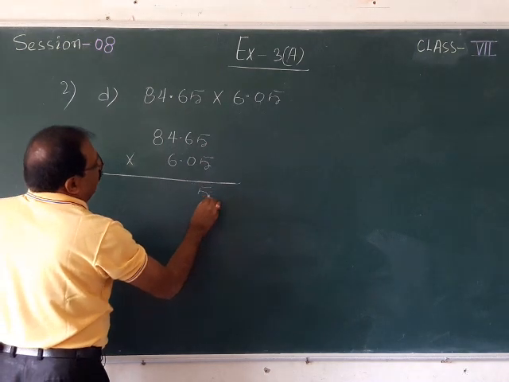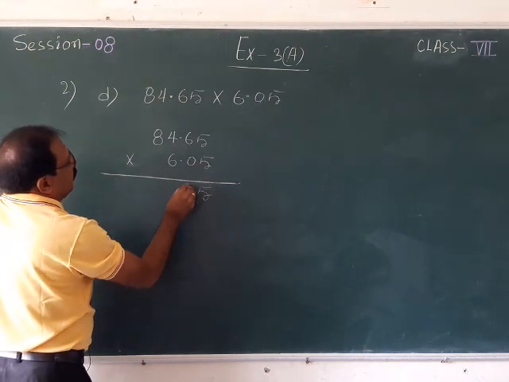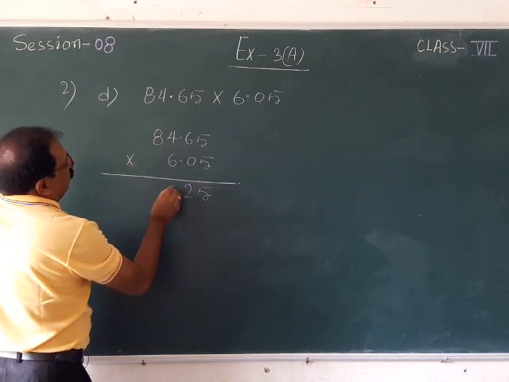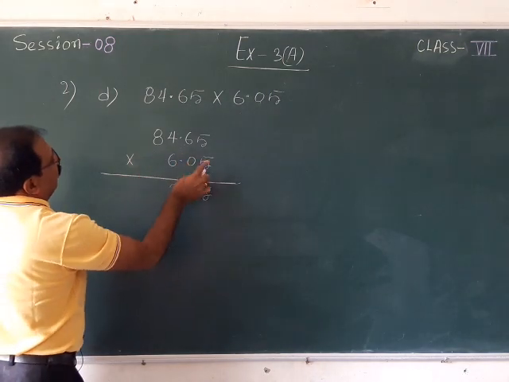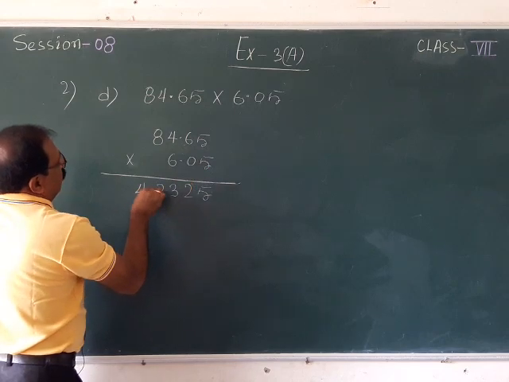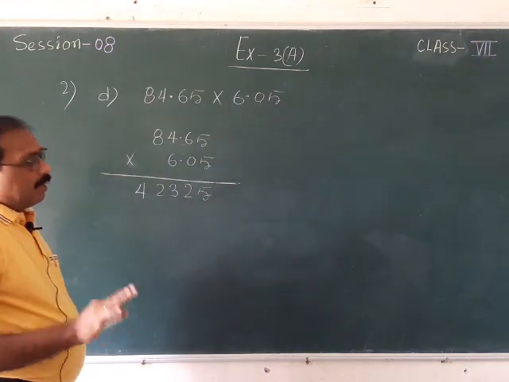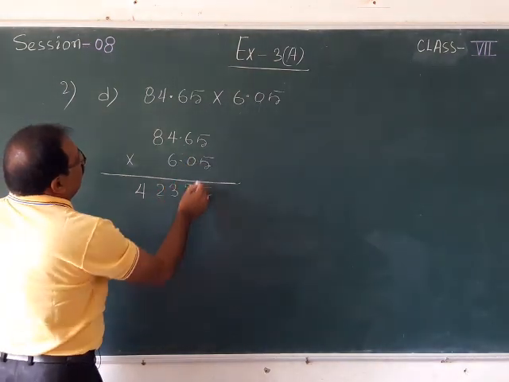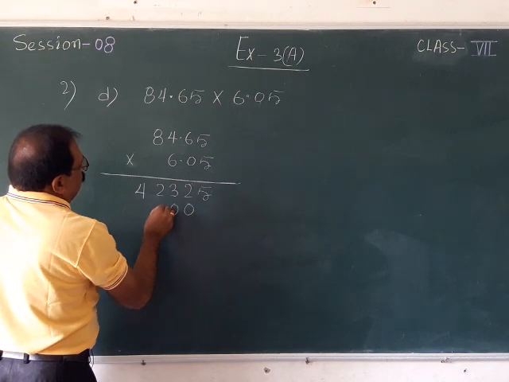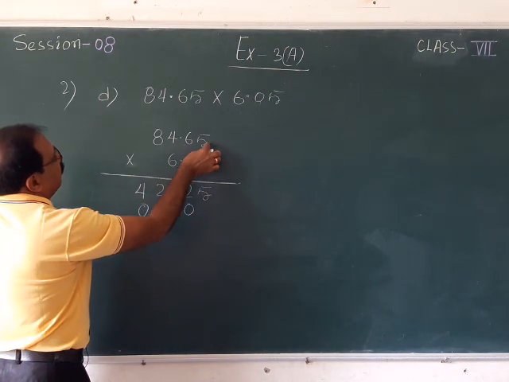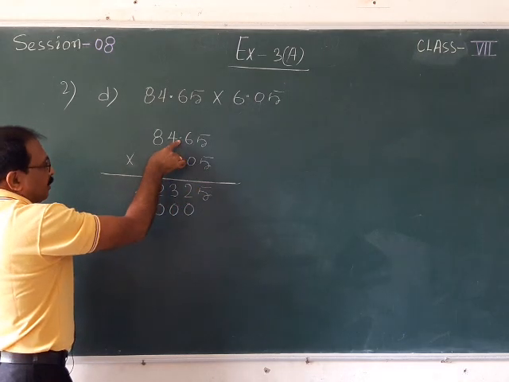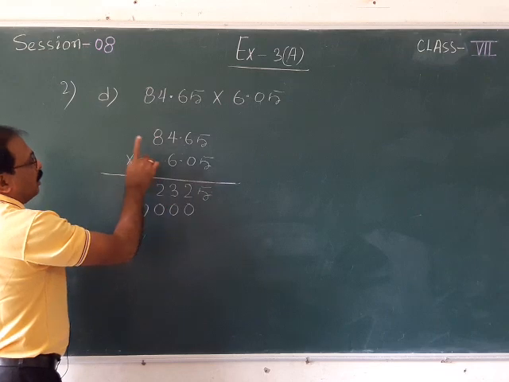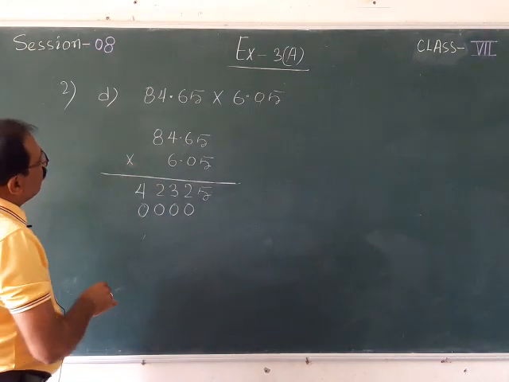5 5s are 25, 5 carry 2, 6 5s are 30 and 2 is 32, carry 3, 5 4s are 20 and 3 is 23, 3 carry 2, 8 5s are 40 and 2 is 42. So without looking at the decimal, you are just multiplying normally. Then by 0 you are multiplying, so 4 zeros will come. 0 multiplied by 5 gives 0, by 6 gives 0, by 4 gives 0, by 8 gives 0 only.